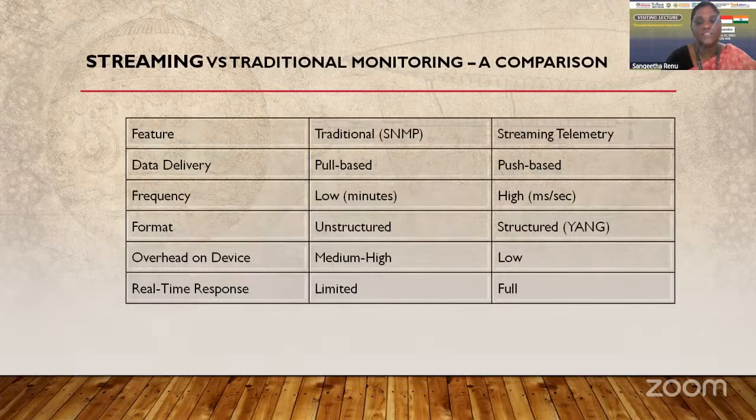Streaming versus traditional monitoring, a comparison of features. Data delivery is pull-based in traditional monitoring and push-based in streaming telemetry. Frequency is low in SNMP and high in streaming technology. Format is structured in SNMP and structured YANG in streaming technology. Overhead on devices is medium in SNMP and low in streaming telemetry. Real-time response is limited in traditional monitoring and full in streaming technology.